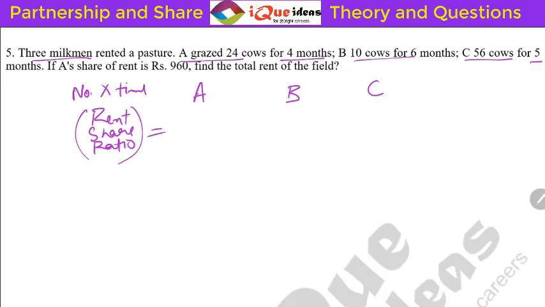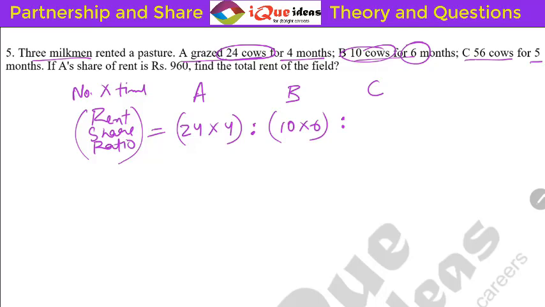Okay, so for A, the number is 24 cows and the time is 4 months, so multiply. For B, it will be 10 cows for 6 months, so 10 into 6. And for C, it will be 56 cows for 5 months, so it is 56 into 5. Right? Just multiply that. So now 24 into 4 is 96.